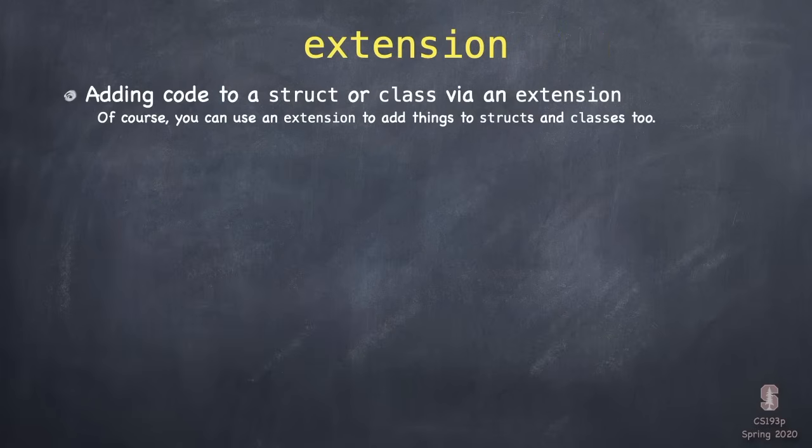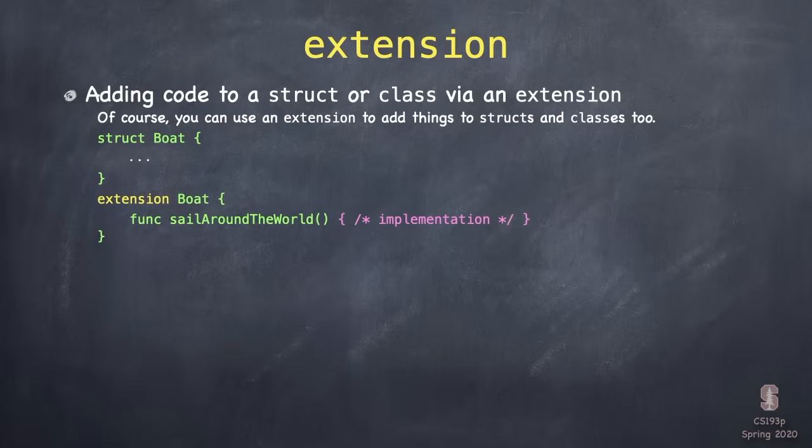Now, you can use extensions, of course, to add code to structs and classes as well, not just protocols. So here, for example, I have a struct called boat, and it's got its own methods, whatever they might be. And here I'm adding an extension to boat, a function sail around the world. And this extension, you can see, has curly braces. It has an implementation. This is an actual implementation of sail around the world that we've added to boat.